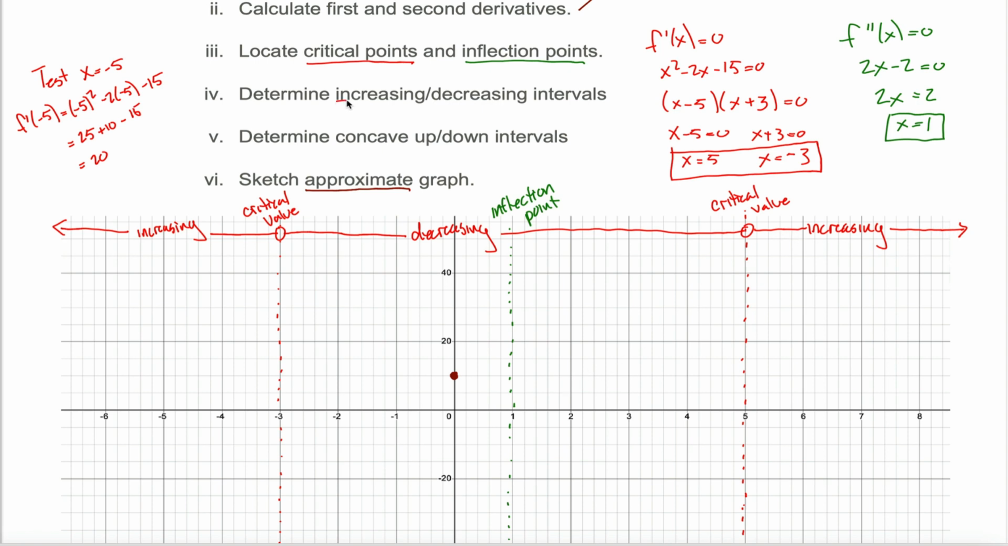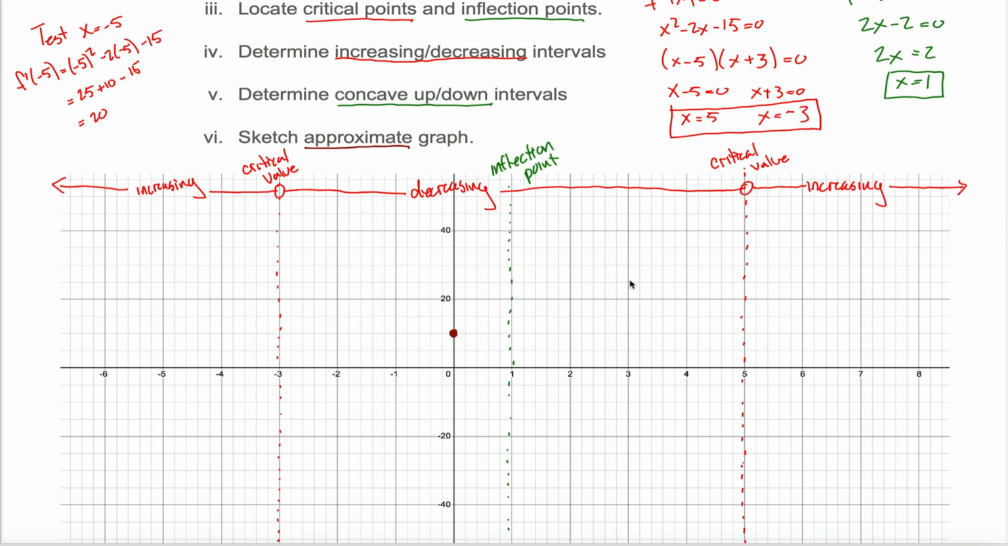I now have figured out the intervals on which my graph is increasing and decreasing, which will be really useful when I go to sketch the graph, which I'll do after I finish one more step. The last step is figuring out when my graph is concave up and when it's concave down. Good news, figuring that out will be almost identical to figuring out when it's increasing and decreasing. The only spot where I can switch concavity is at this inflection point right here.